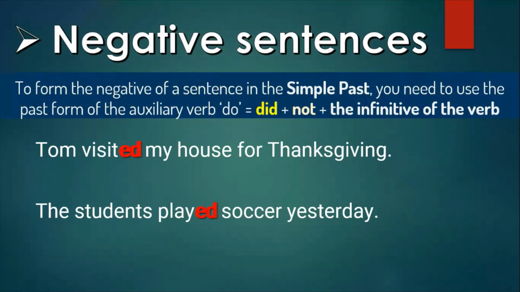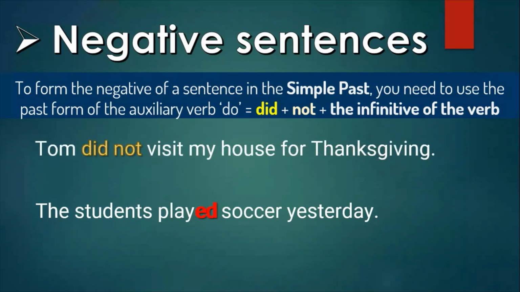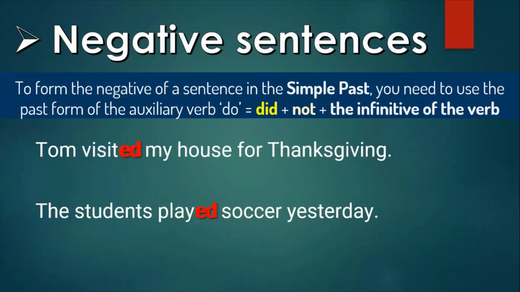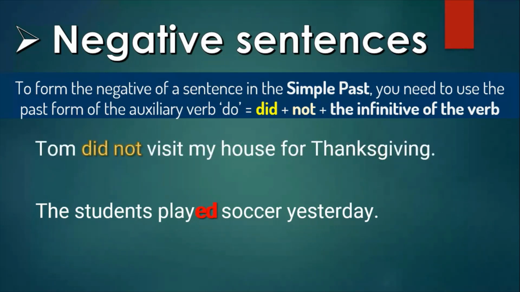Well, to form the negative sentence in the simple past, I need to use the auxiliary verb do, but in the past tense, which is did, right? Plus the word not. Okay, so let's look at the first one. Tom did not visit my house for Thanksgiving. And you notice that I lost the ed. Do you see that? Let's go back, look at it. Yeah, I have to take away the ed because now the did is taking that place. Okay, it's telling me that this sentence is in the past tense.